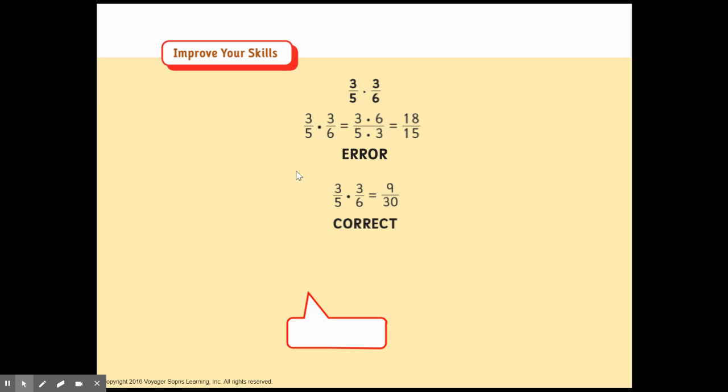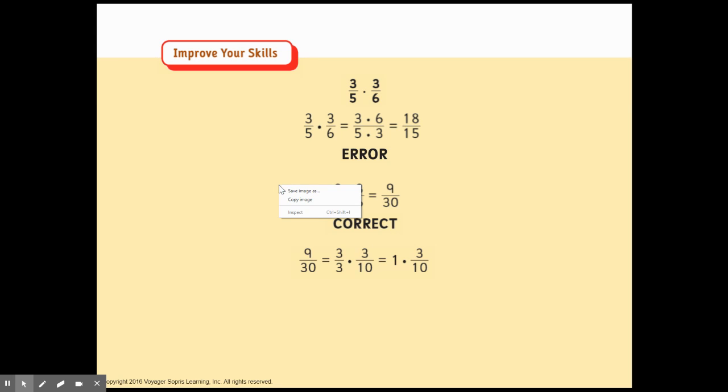We see that we have a GCF of 3. We pull out the GCF. 3/3 is equal to 1. So we have 1 times 3/10. Our simplified answer is 3/10.